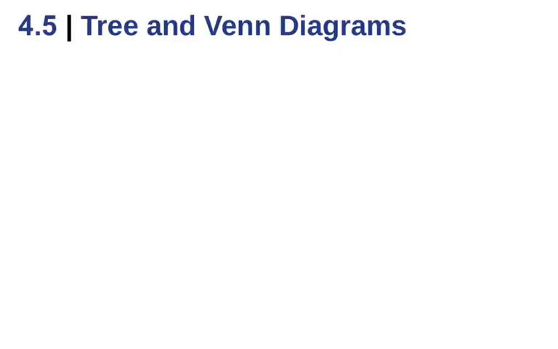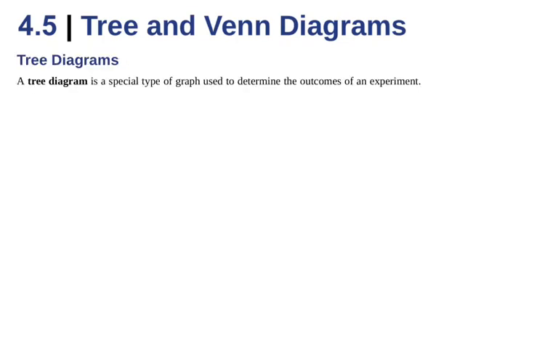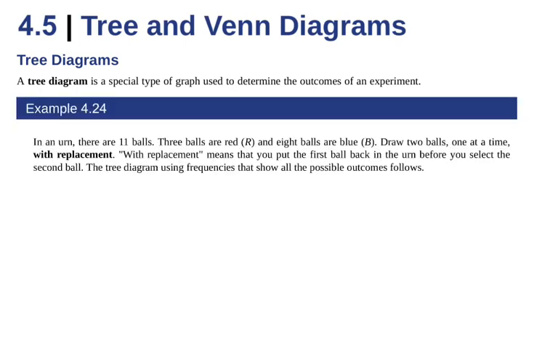In section 4.5, we're going to talk about tree and Venn diagrams. And this just gives us a nice visual representation to get some outcomes and experiments and to even calculate a couple probabilities. So let's start off with an example here where we're picking some balls from an urn.